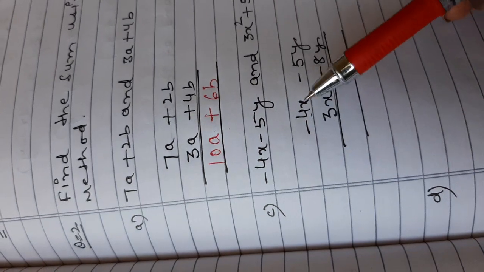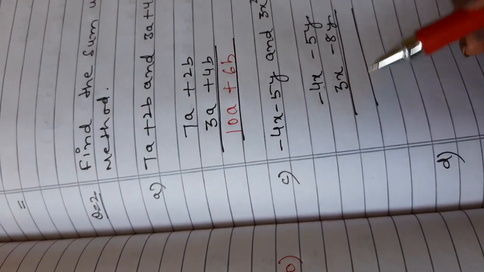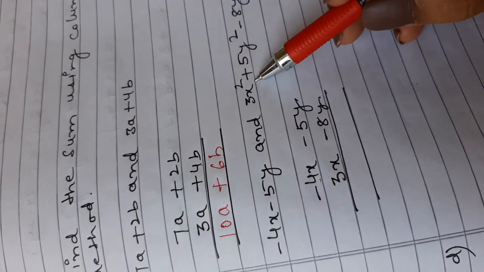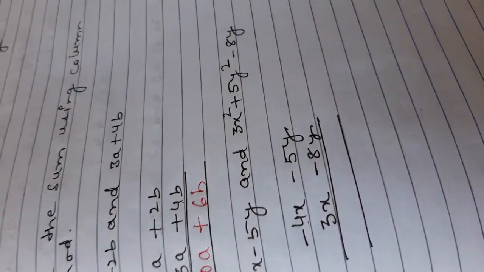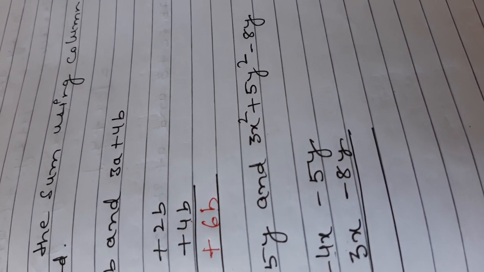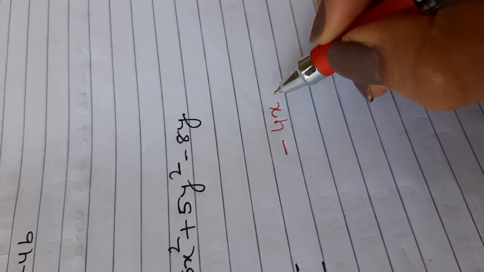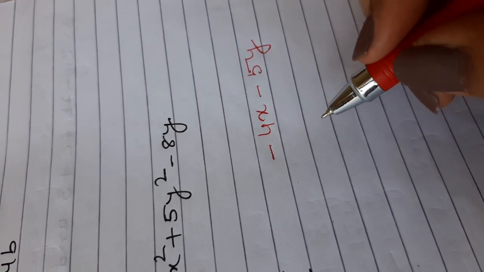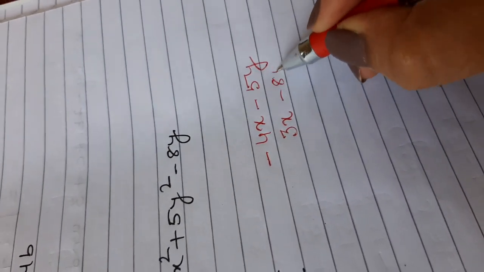In this question also, arrange them like this, and then this is the C part, because we have here 3x square minus, this is not the C part, I will write it again. The C part for this is minus 4x minus 5y and 3x minus 8y. So 3x right here and minus 8y, like this.